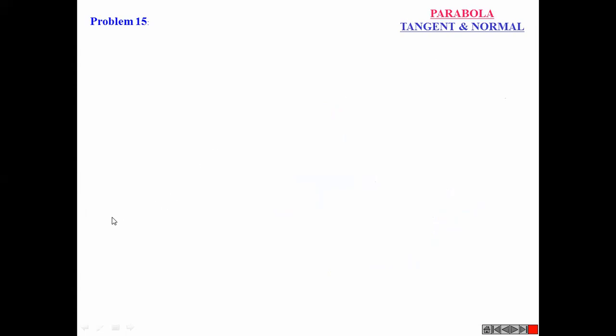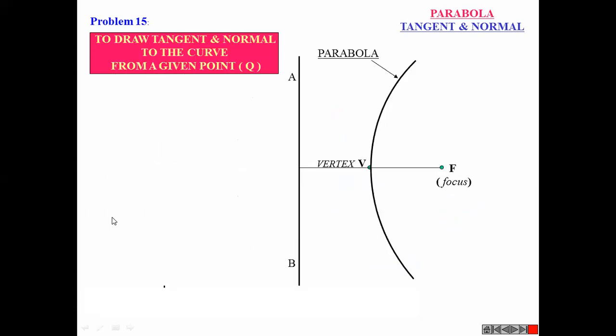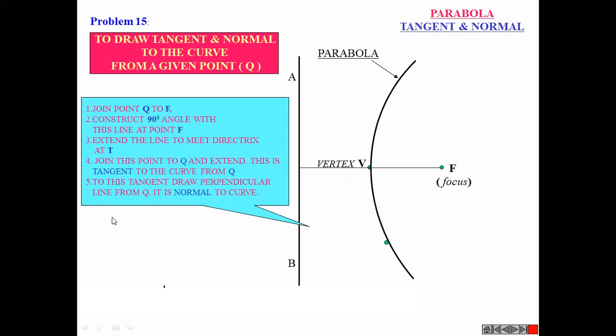Now we will draw tangent and normal to a parabola. Again, we have some vertex, directrix, and focus. Then some point Q is given, any Q. This is the same method as what we discussed in the previous slide for the ellipse. You just observe it. Any point Q is given. What did we do first? Join that point with the focus. Now draw a perpendicular line to that line, which intersects the directrix, and that is the tangent.